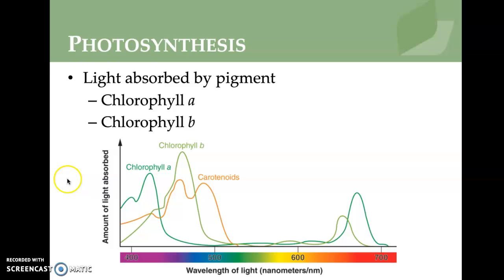All right, so this is showing you the amount of light absorbed and then the wavelength of light. And as you look, they talk about chlorophyll A and chlorophyll B on this. Chlorophyll A is basically the principal pigment responsible for capturing light energy. And then chlorophyll B is accessory carotenoid pigments that extend the range for capturing.